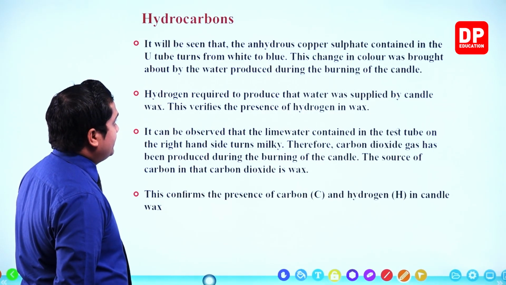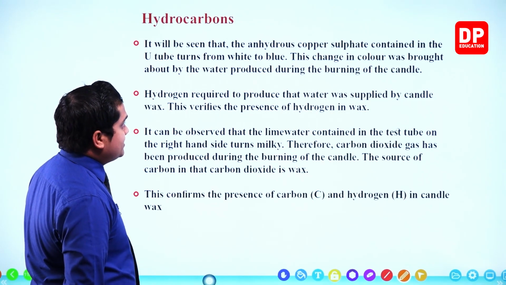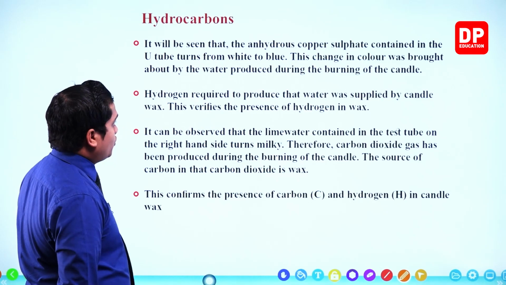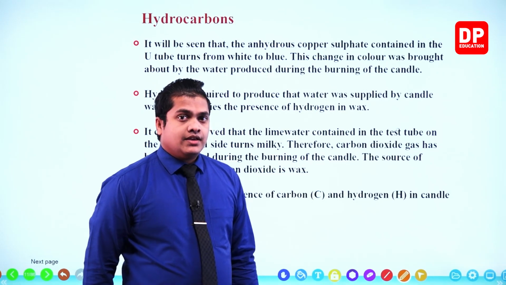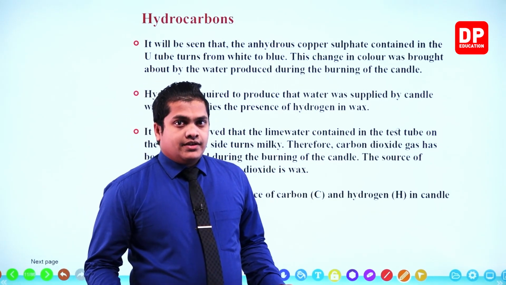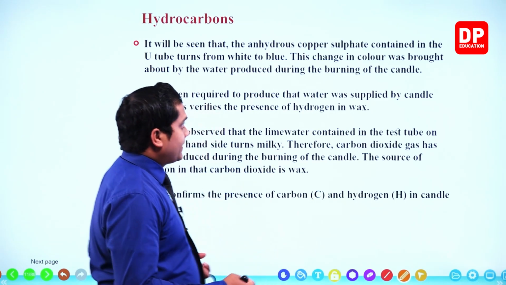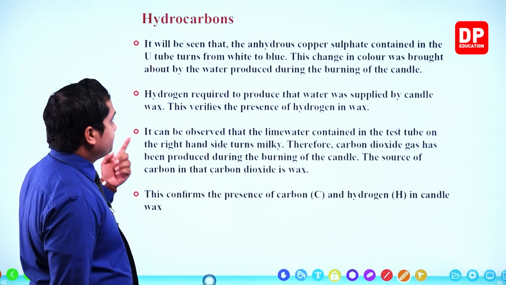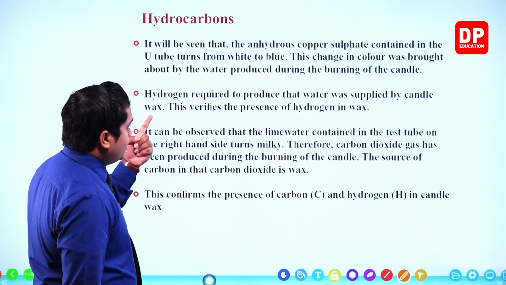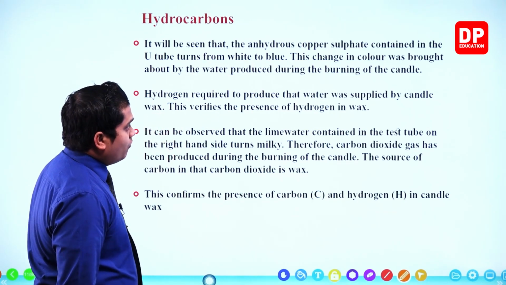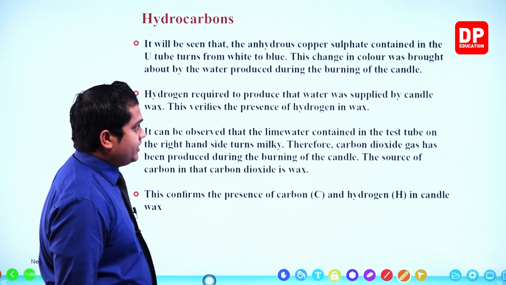It will be seen that the anhydrous copper sulfate contained in the U-tube turns from white to blue. This change in color was brought about by the water produced during the burning of the candle. Like I said, water is created because of the hydrogen. The hydrogen required to produce that water was supplied by the candle wax. This verifies the presence of hydrogen in wax.